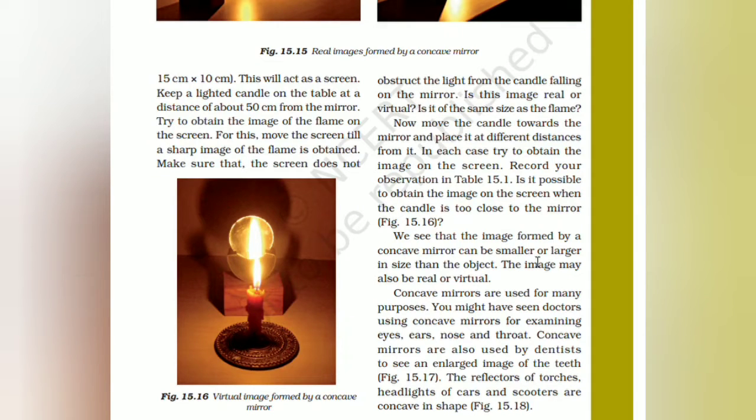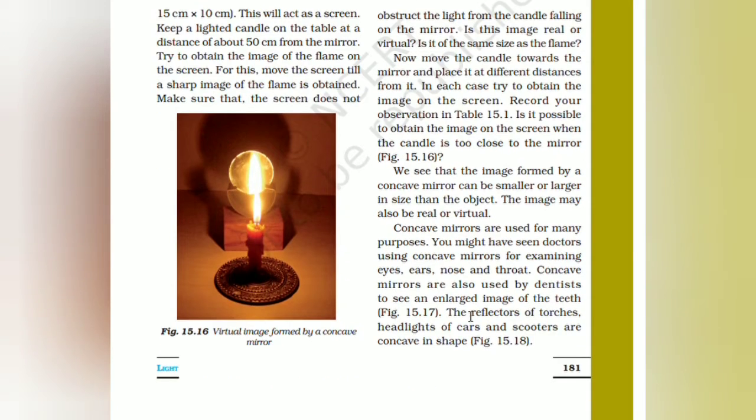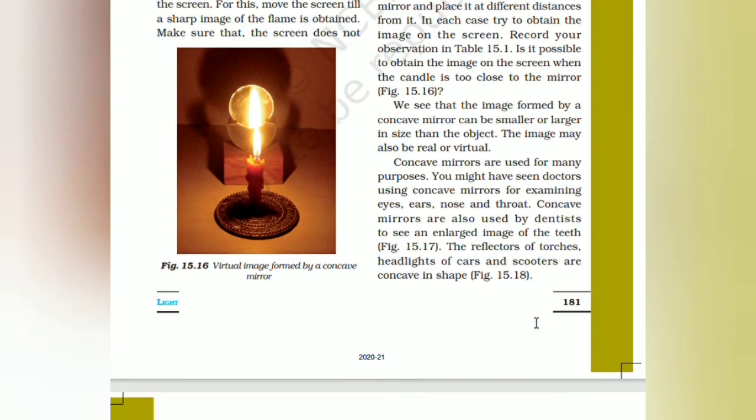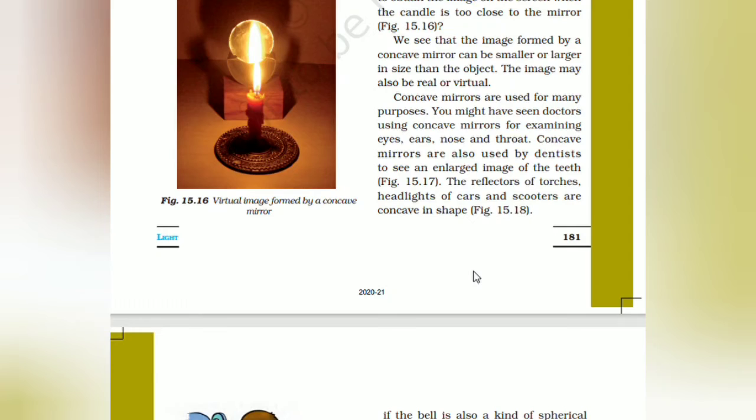We see that the image formed by a concave mirror can be smaller or larger in size than the object. The image may also be real or virtual. Concave mirrors are used for many purposes. You might have seen doctors using a concave mirror for examining the eyes, ears, nose and throat. They are also used by dentists to enlarge the image of the teeth. The reflectors of torches, headlights of cars and scooters are also concave in shape.